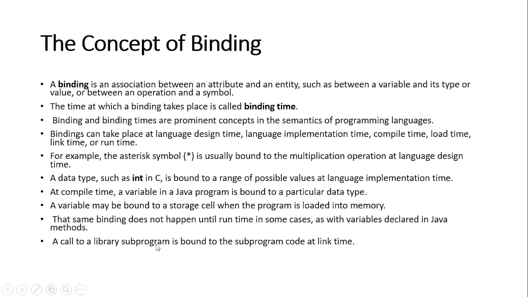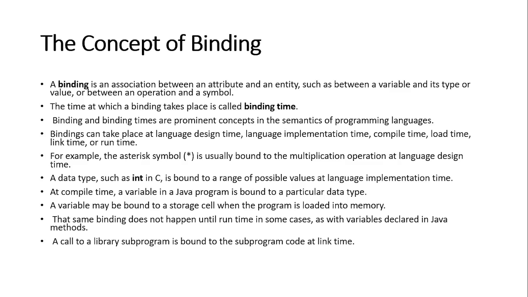So today we will discuss the concept of binding. What is meant by binding? Binding is an association between an attribute and an entity, such as between a variable and its type or value, or between an operation and a symbol. So binding is an association.